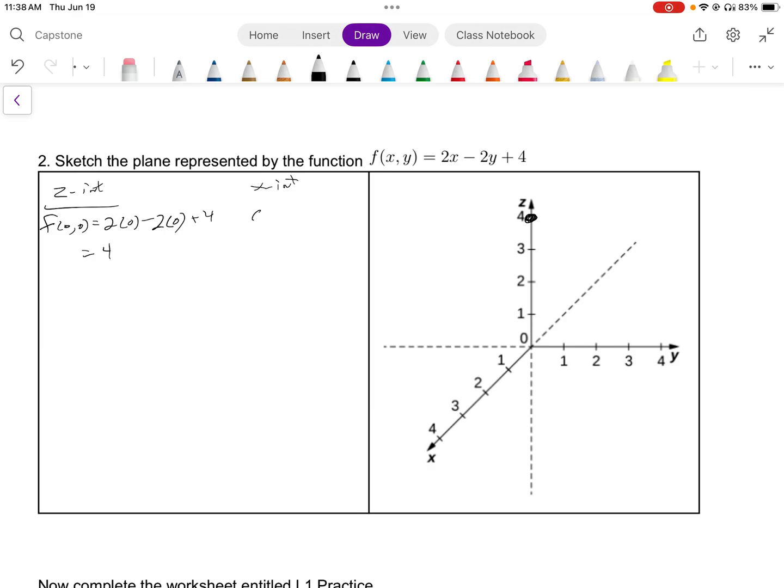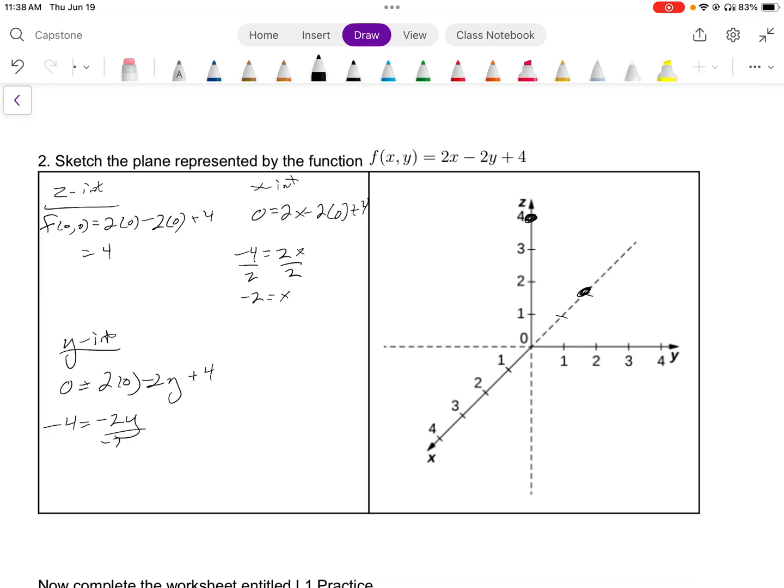The x-intercept is going to be 0 equals 2x minus 2 times 0 plus 4. Solving for x, we get negative 4 equals 2x, divide by 2, x equals negative 2. So that is the point negative 2, 0, 0. So that's right there. And for our y-intercept, we got 0 equals 2 times 0 minus 2y plus 4. Solving for y, we get negative 4 equals negative 2y. Divide by negative 2, y equals 2. So y equals 2 is right here.